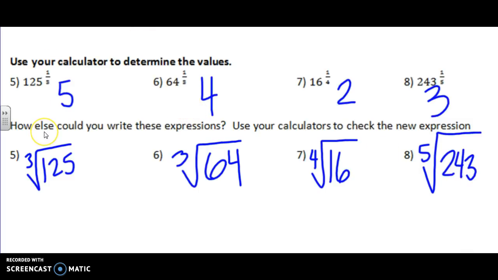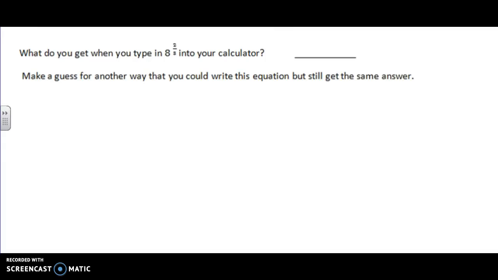The other thing you might not realize is all these are a power of 1 because the numerator in every situation is a 1. So technically it's like 243 to the first power, but also the 5th root, because the numerator is the exponent still on the inside. Okay, so what do you get when you type 8 to the 2/3 power into your calculator? Let's go ahead and do that. You do 8 caret 2 divided by 3. Make sure you put parentheses around that, and hopefully you got 4.